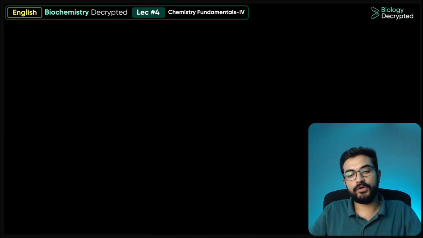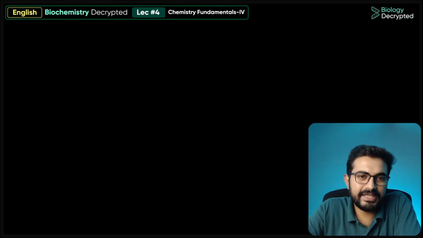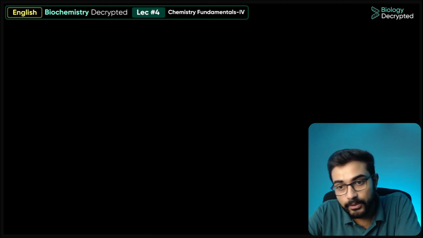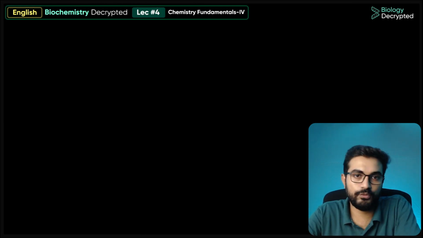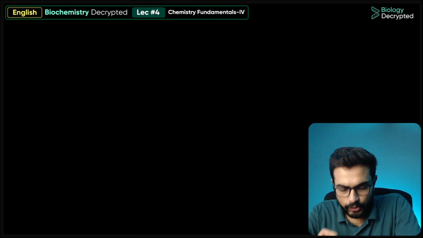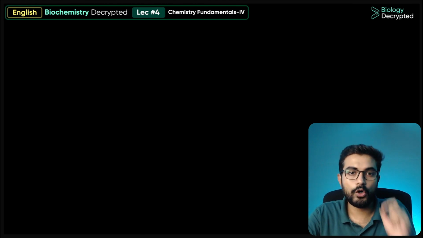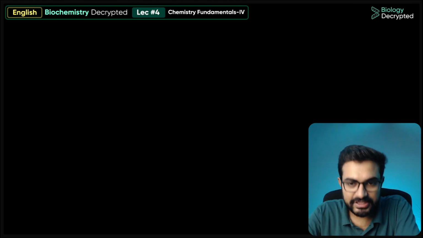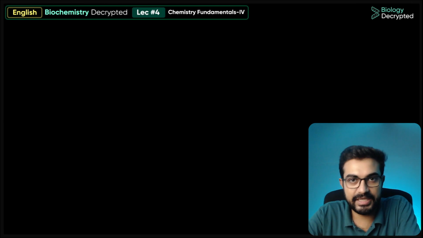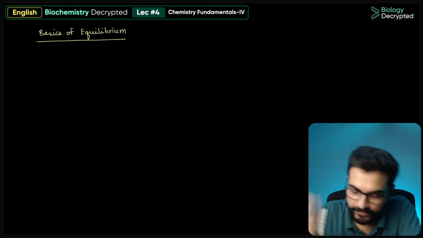Now let's move forward. We have understood sufficiently about the structure of water. Now let's talk about the functional aspects of water. Let's talk more about the chemistry of water. Now, to talk about the chemistry of water, we must understand the basics of chemical equilibrium. So let's talk about the basics of equilibrium first.